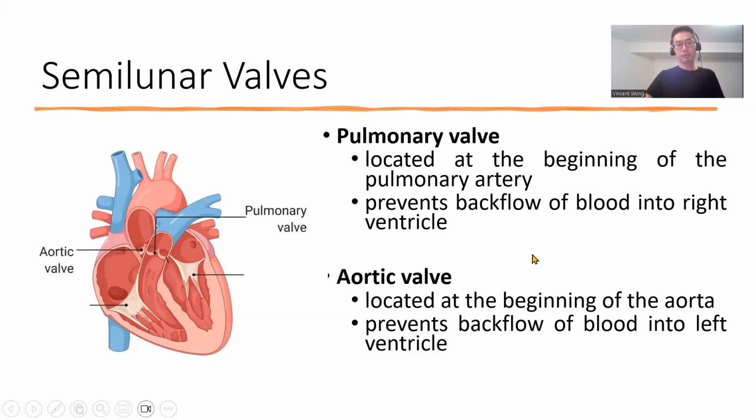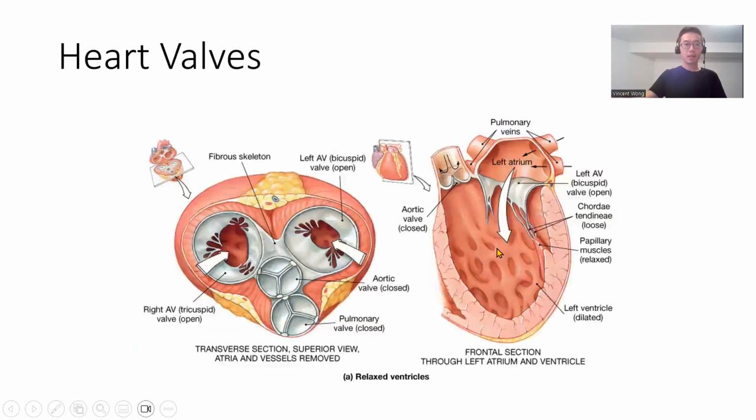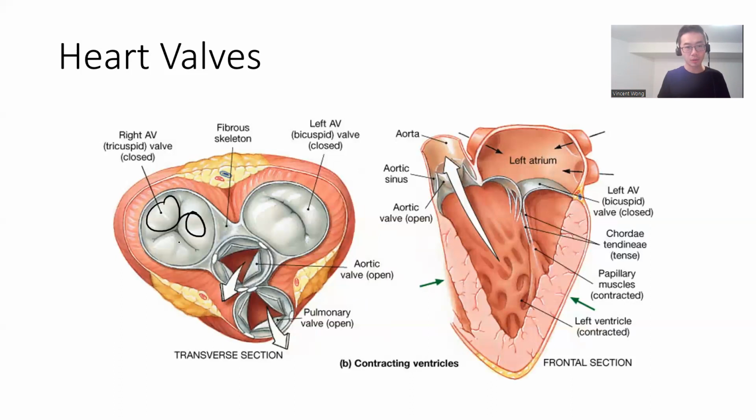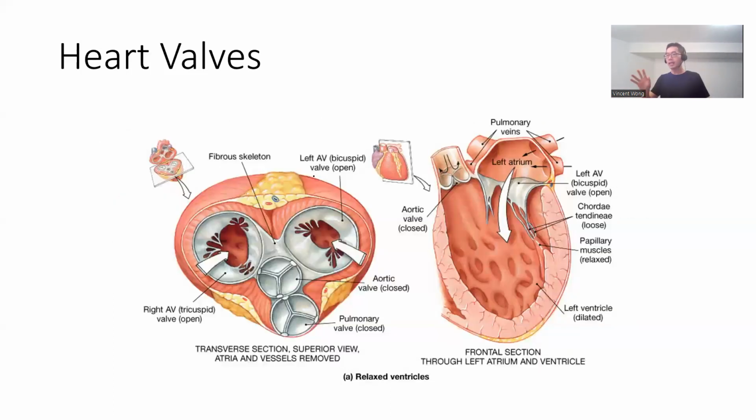Now, take a look at the next two slides here. This is a transverse cut, and we're looking at it from the top. So we can see the right side and the left side here. You can't really see it when they're open, but let's take a look at when they're closed. You can see 1, 2, 3 flaps, right? That's the tricuspid valve. Only 2 flaps here. That's the bicuspid valve. So the thing is this: the tricuspid and bicuspid belong to the same category.